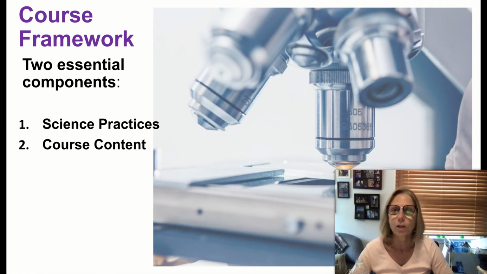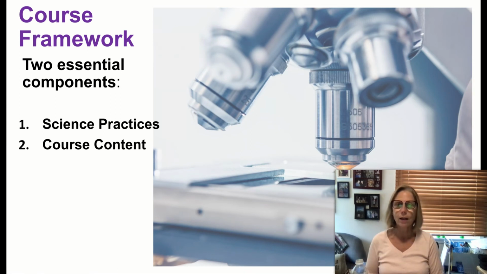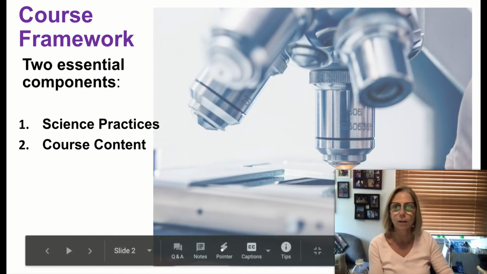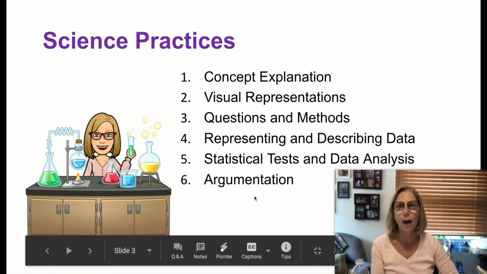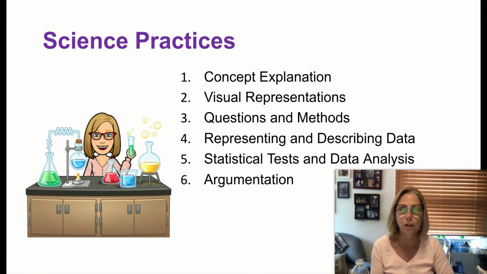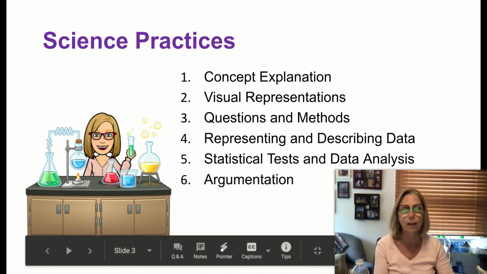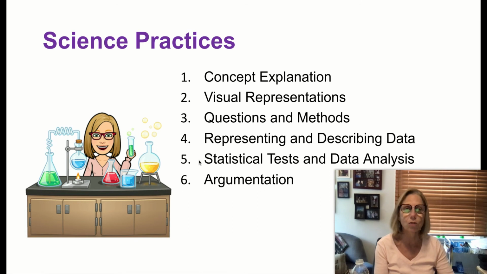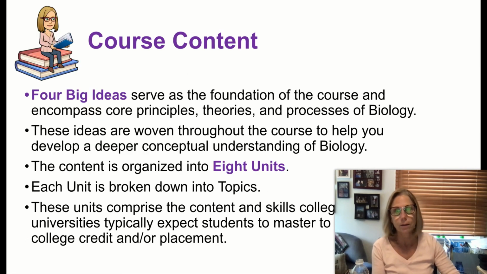The AP course is based around two essential components: science practices and course content. The science practices for AP Biology are listed here: concept explanation, visual representations, questions and methods, representing and describing data, statistical tests and data analysis. We spent quite a bit of time in the past week going over statistical analysis and argumentation. All of these practices are very important to the AP class.